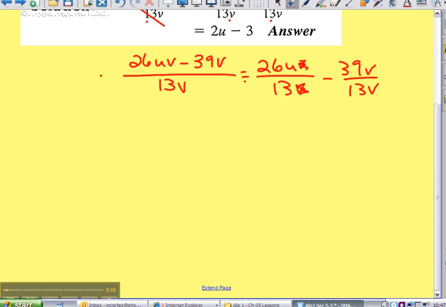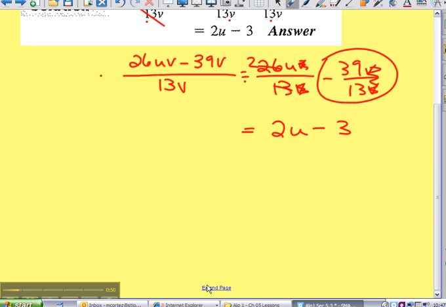I don't have anything to cancel the u with, but 13 goes into 26 evenly. It goes into it 2 times. So I'm left with this first fraction, when we reduce it, is just 2u, okay? This second fraction, of course, it's going to be minus. All right, the v's cancel. 13 goes into 39 3 times. Done.